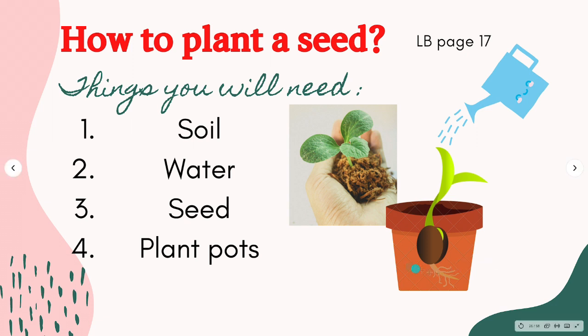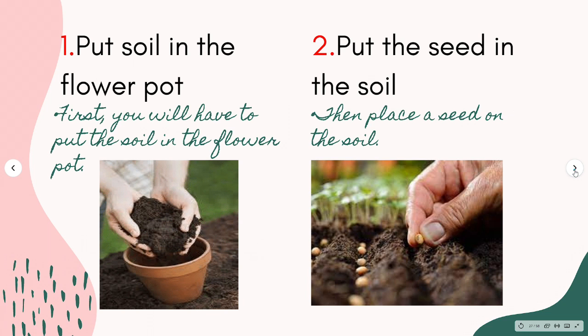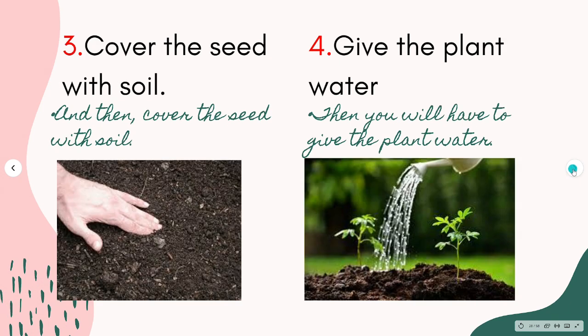Plant pots can be any container, okay, like plastic cups, glass, or ceramic. You can even recycle old materials which you can find in your house. If your materials are all ready, you can now start planting. First, you will have to put the soil in the flower pot. Only half fill the pot with soil. Then place a seed on the soil. Cover the seed with soil. Then you will have to give the plant water. You can observe how a seed grows. Just remember, not too much water on it, okay?